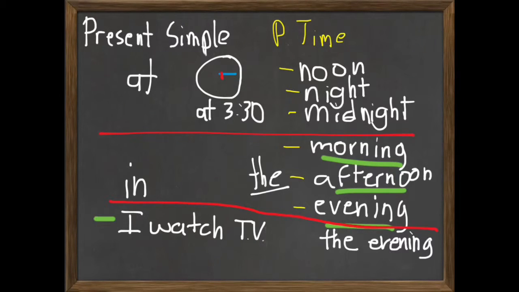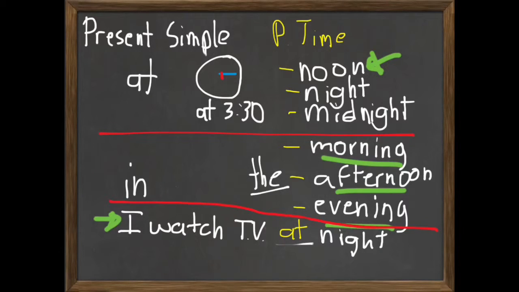For example, in this sentence, I watch TV something the evening, we would use in. Why? Because we use the before the time and we use evening. But if we were talking about night, blank night, we would add at, because it's in here, in this rule.